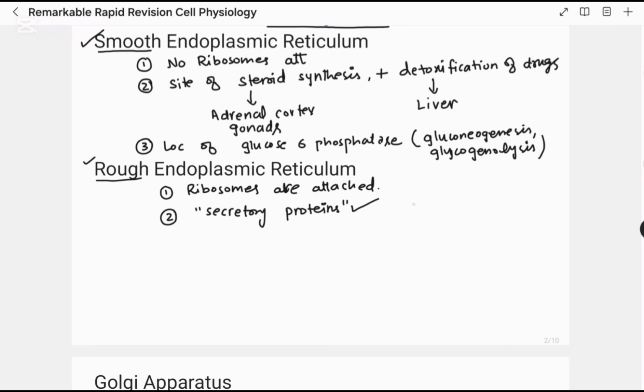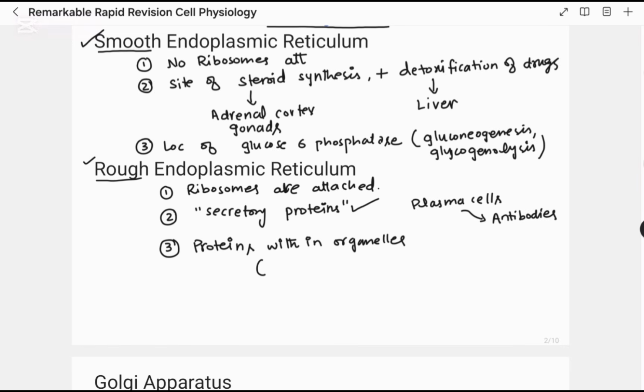For example, plasma cells that are going to secrete antibodies. Rough endoplasmic reticulum is also responsible for the synthesis of the proteins which will remain within the organelles, like endoplasmic reticulum itself, Golgi apparatus, and lysosomes.